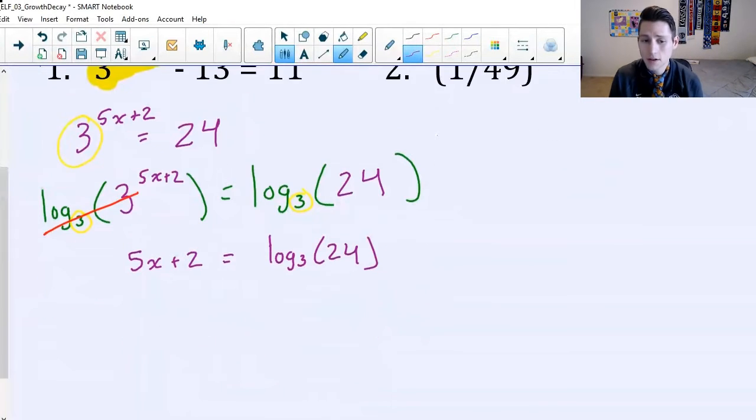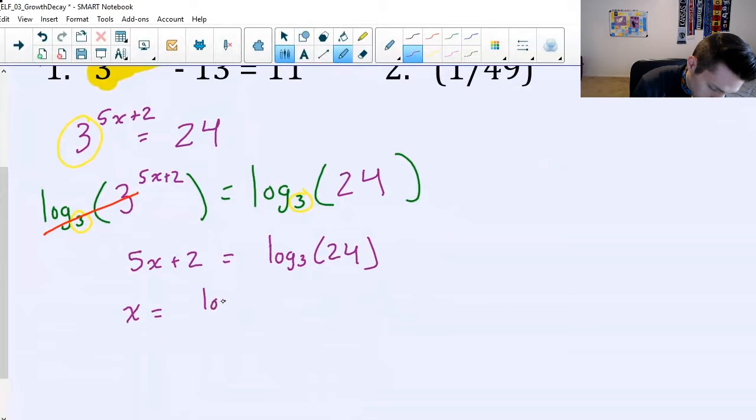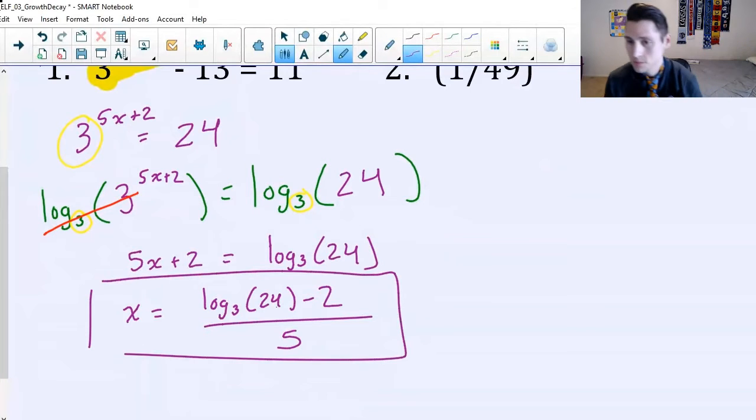And now it's just a matter of solving. So subtract 2 and divide by 5. Minus 2, and then divide both sides by 5. So this should be my final answer.